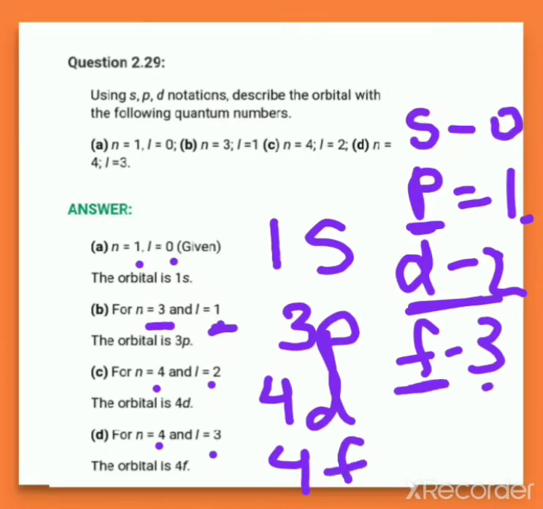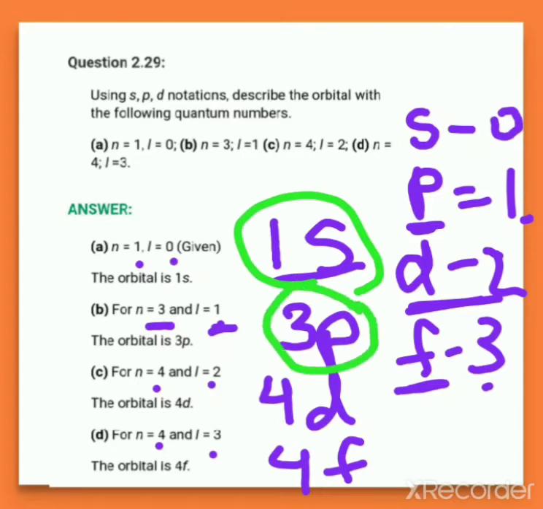Next, n equal to 4 and l equal to 3. So that is 4f. So the answers are: first 1s, second 3p, third 4d, and the fourth one is 4f. Such types of questions are usually asked in the examination. They are quite simple, so you should not make any mistake in such questions.